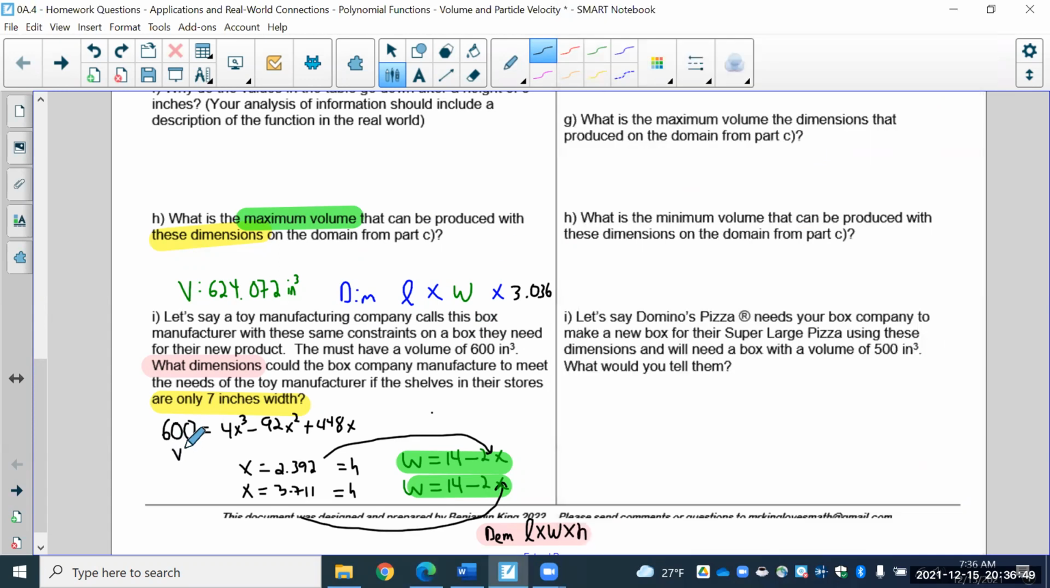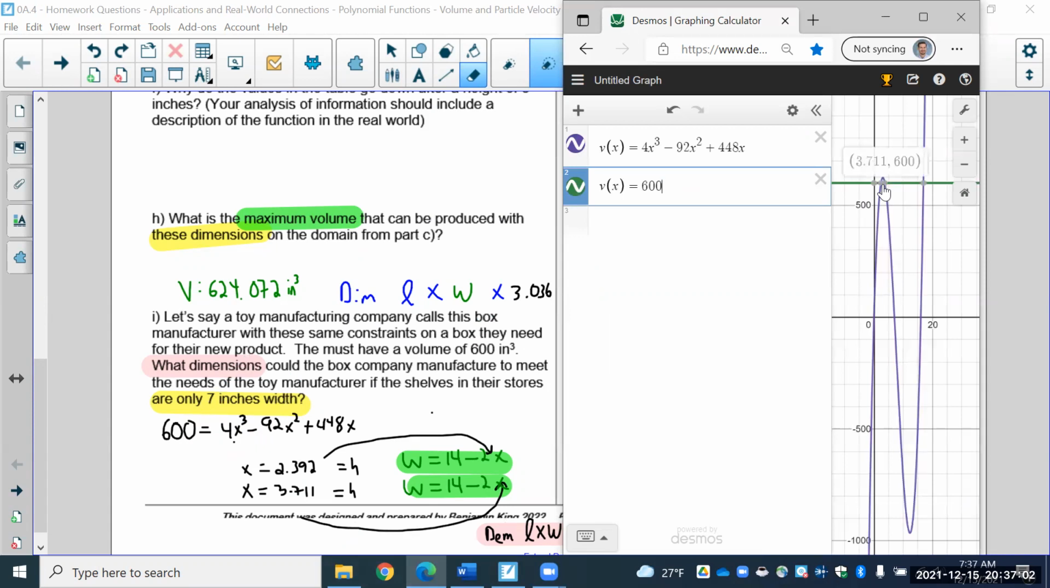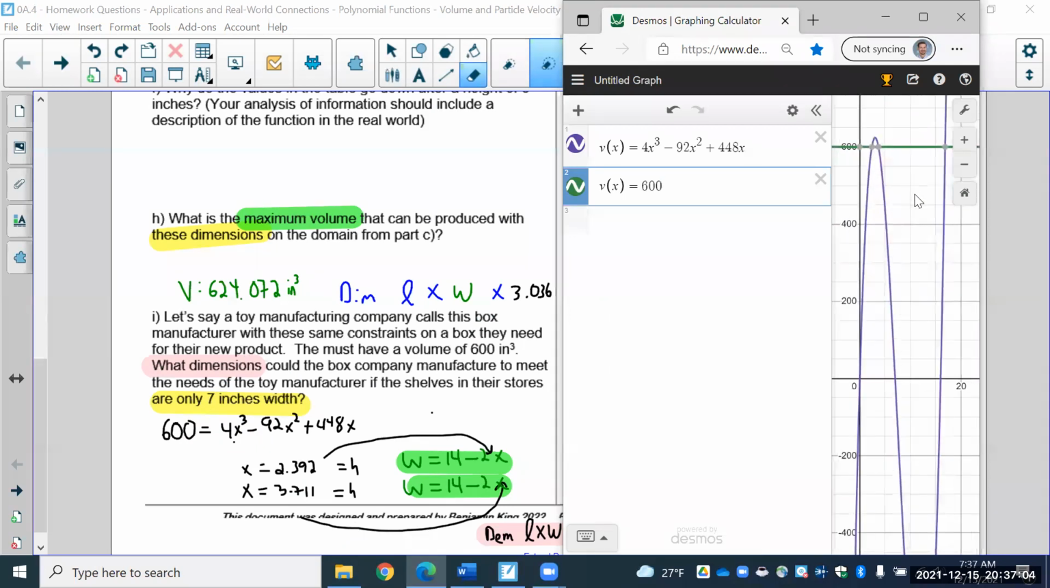Remember, this is v of x, right? And this is also v of x. So when they're equal to each other, that will give you the answer for the x. Very easy to do on Desmos. All you do is literally click. You might want to zoom in so you get a better picture.